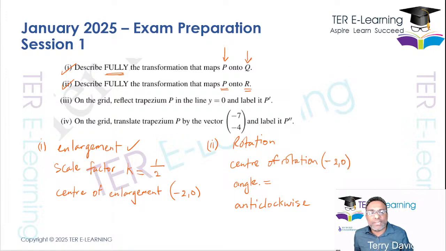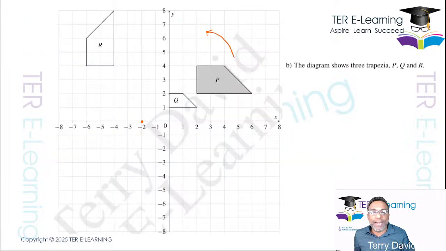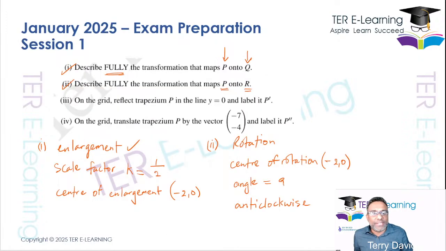Something else we didn't work out there is the angle. But if you look at the diagram itself, if I were to draw a line from here to here, and a line from here to here, and you measure this angle, that angle there is a 90-degree angle. So this here is going to be 90 degrees.